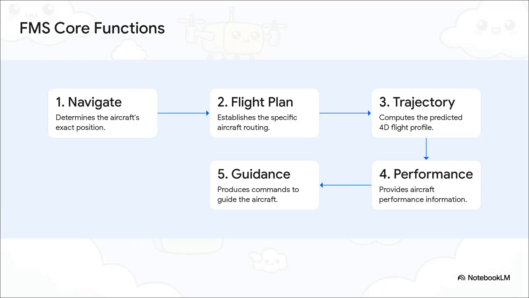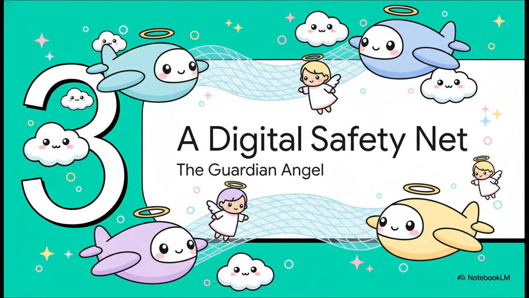So how does it juggle all that? Well, it basically has 5 main jobs. First, it has to know exactly where it is in the world. Then it takes the flight plan and computes this perfect 4-dimensional path. That's latitude, longitude, altitude, and time. It figures out the most efficient way to get from A to B. And then finally, it sends the actual commands to the autopilot to fly that perfect path. Okay, so the FMS is an amazing navigator.